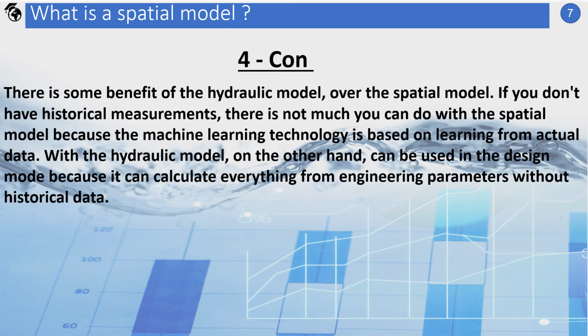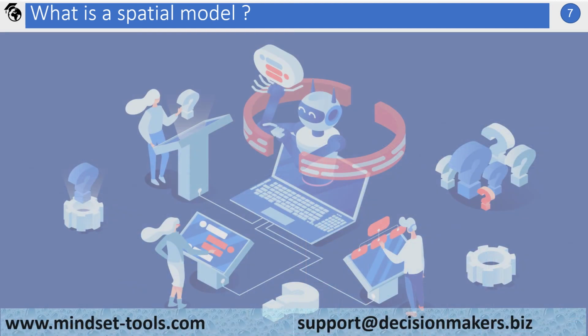4th, there is some benefit of the hydraulic model over the spatial model. If you don't have historical measurements, there is not much you can do with the spatial model, because the machine learning technology is based on learning from actual data. The hydraulic model, on the other hand, can be used in design mode because it can calculate everything from engineering parameters without historical data.